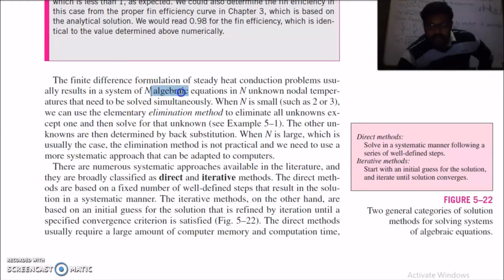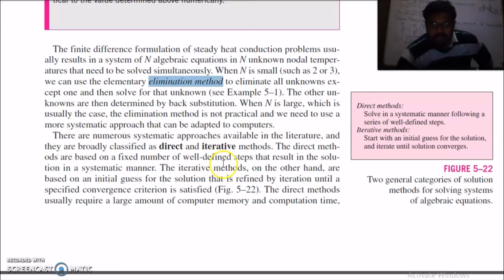Now you have n algebraic equations in n unknown nodal temperatures that need to be solved simultaneously. When n is small, such as 2 or 3, you can use the elimination method to eliminate all unknowns except 1 and then solve for that unknown. The other unknowns are then determined by back substitution, or you can use direct or iterative methods. The direct methods are based on a fixed number of well-defined steps that result in a solution in a systematic manner. The iterative methods, on the other hand, are based on an initial guess for the solution that is refined by iteration until a specified convergence criterion is satisfied.